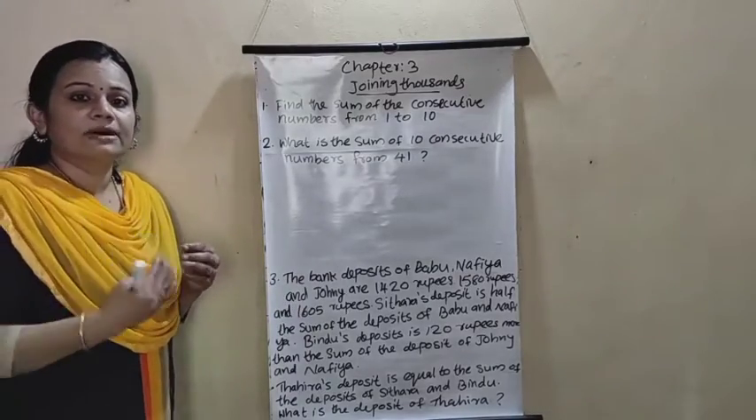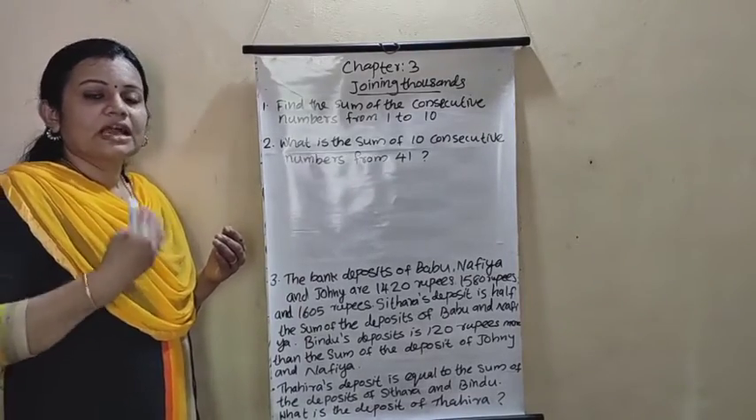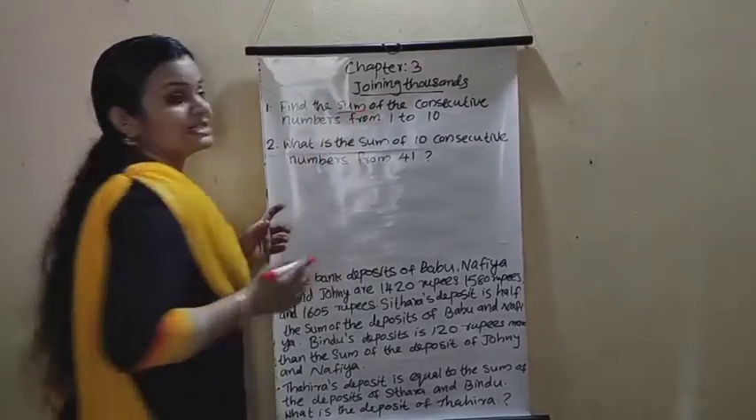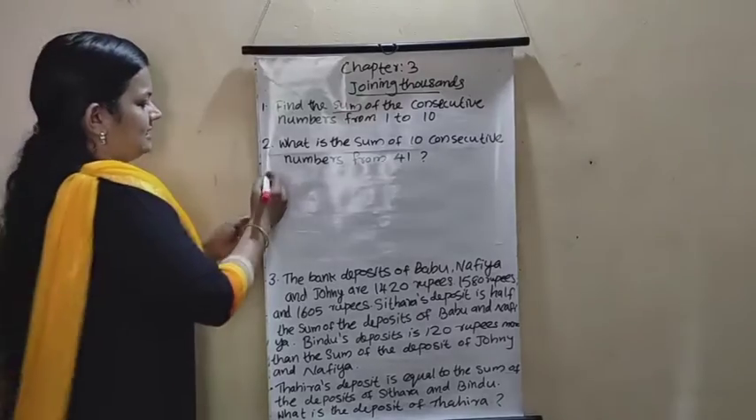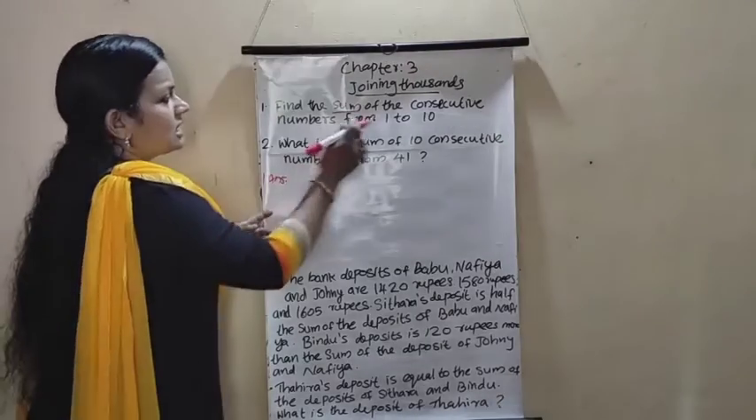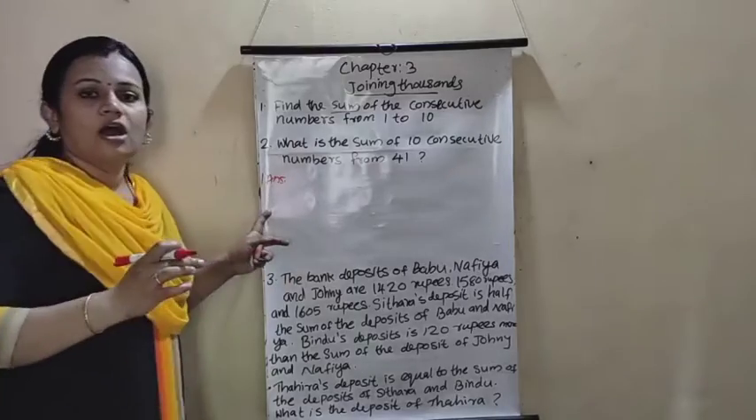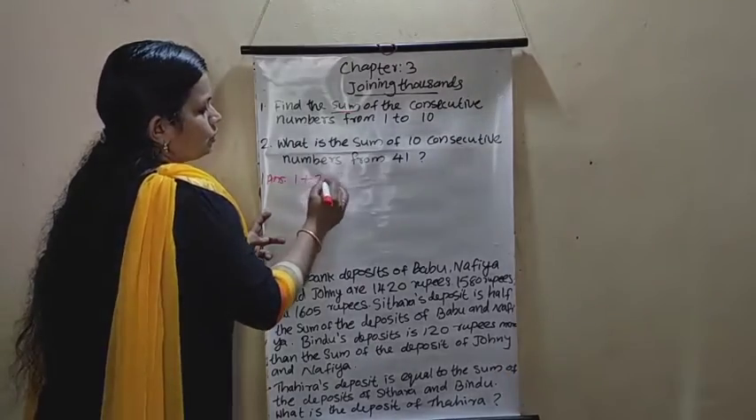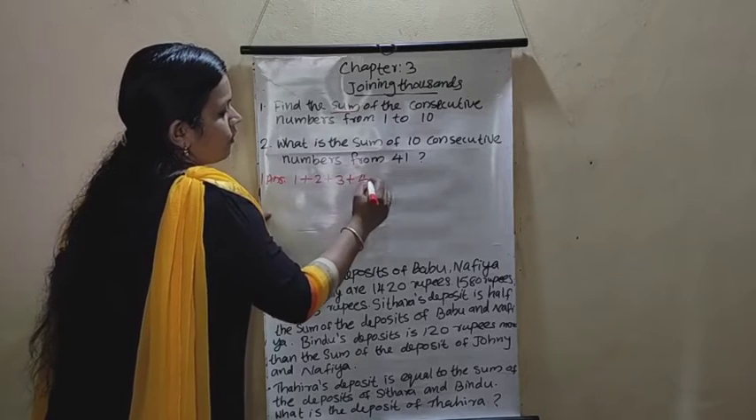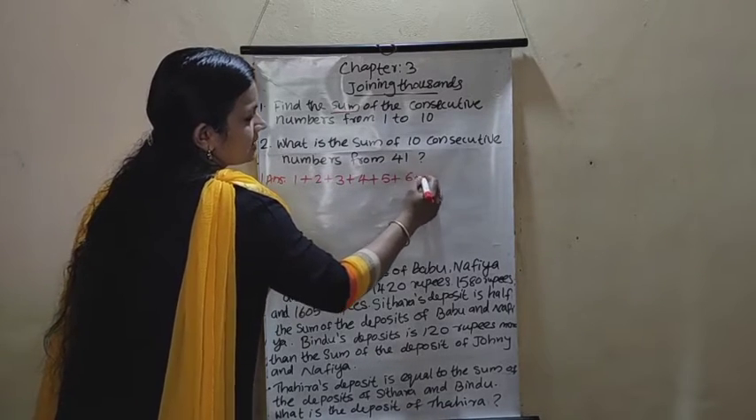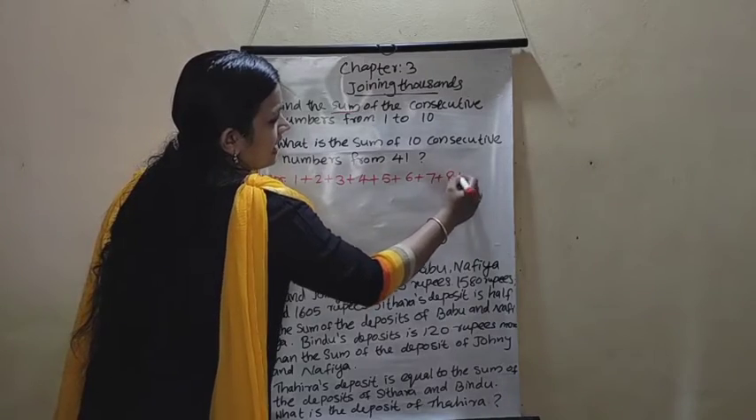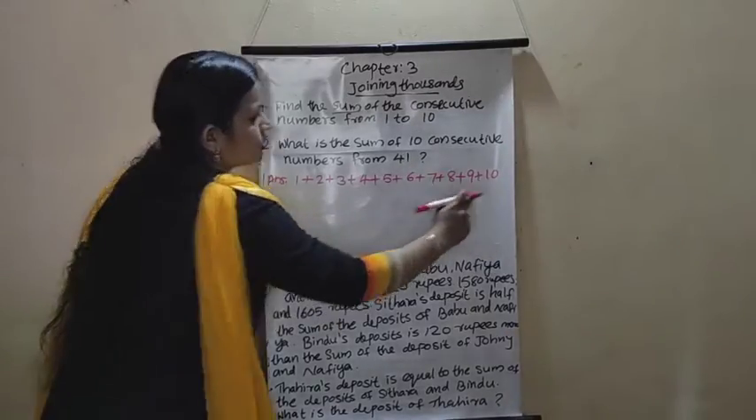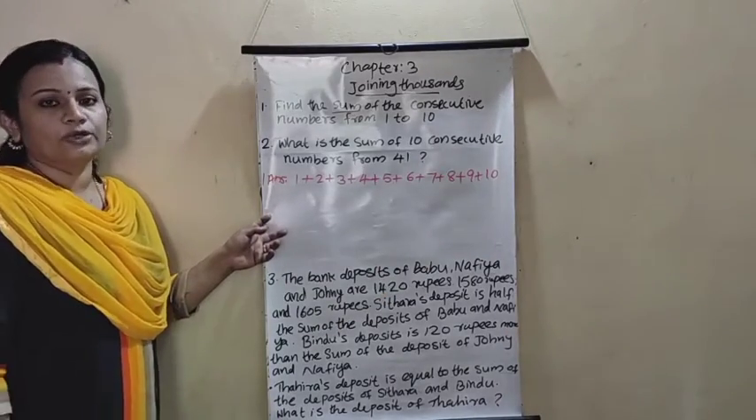Here we want to find the sum of the consecutive numbers from 1 to 10. Consecutive numbers means nearest numbers. Then we do the sum. How to find the sum? By doing the addition. For the first question, count the numbers from 1 to 10: 1 plus 2 plus 3 plus 4 plus 5 plus 6 plus 7 plus 8 plus 9 plus 10. These are the first 10 consecutive numbers.